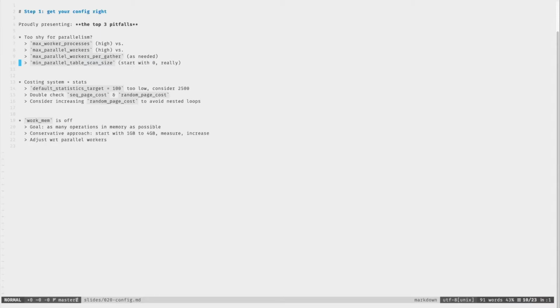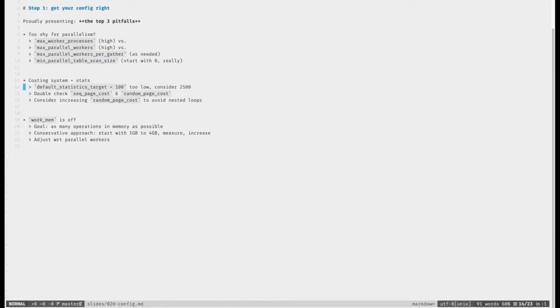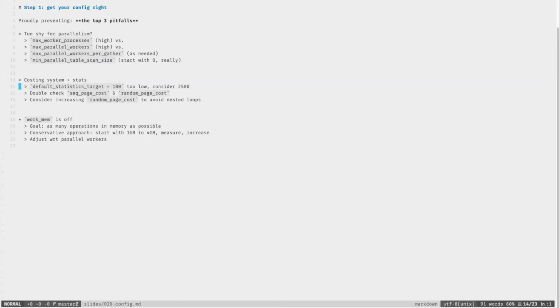Exactly, right to the next point: default statistics target. 100 is the default, which is typically too low. I'm going to make the screen a bit bigger. I hope that helps.